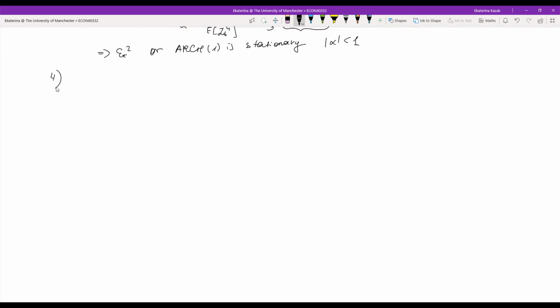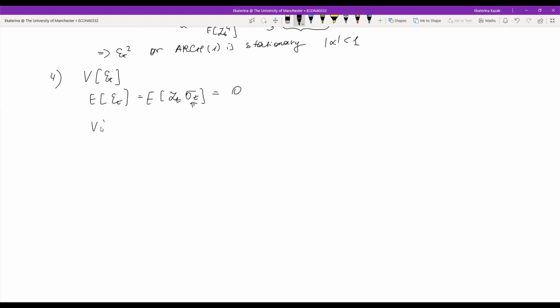We now continue looking at the properties of an ARCH(1) process. And now we will compute the unconditional variance of our epsilon t. So for the ARCH framework, what holds is that the expected value of epsilon t, being zt sigma t, would be 0, no matter which kind of process you assume for the sigma t, something which we have discussed just in the beginning.